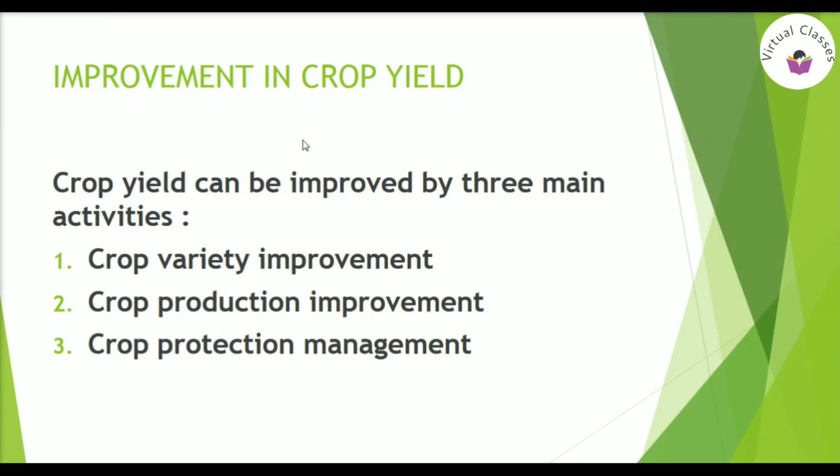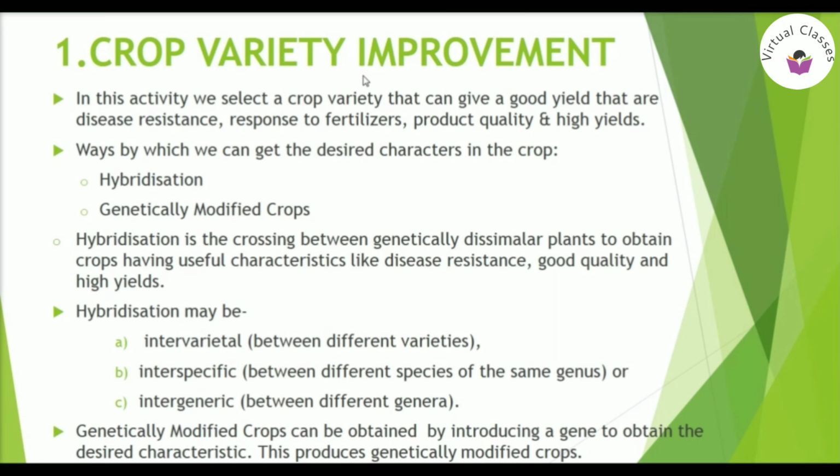Now let's read how can we improve our crop yield. So crop yield can be improved by three main activities. First is crop variety improvement, second is crop production improvement, and third is crop protection management. We'll study each of these activities in details for crop improvement. First is crop variety improvement. In this activity, we select a crop variety that can give a good yield, that is disease resistant, responsive to fertilizers, of good product quality, and high yield.